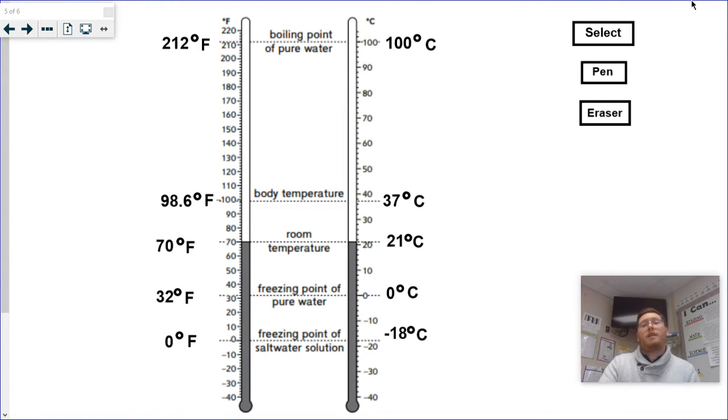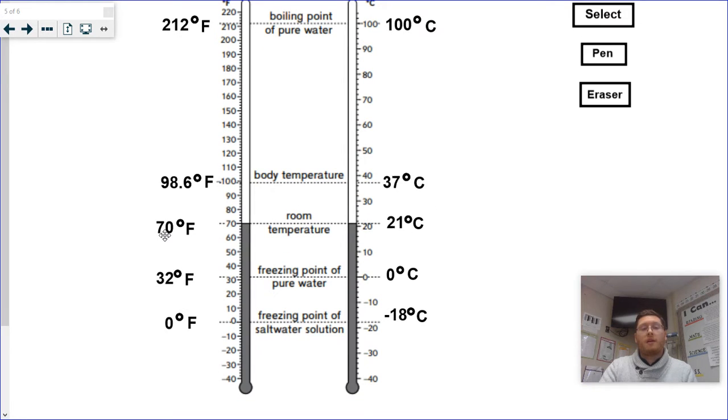So on this page right here, I actually have the degrees in Fahrenheit and Celsius for each one of these reference points on this scale. Okay, so we can see that boiling water is 212 degrees Fahrenheit and 100 degrees Celsius. So these are the same. However, one's measured in Fahrenheit, one's measured in Celsius. Body temperature, 98.6 Fahrenheit, 37 degrees Celsius.